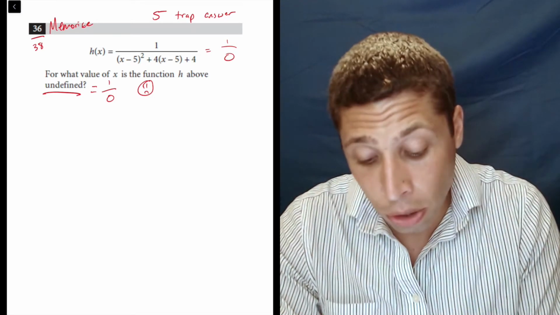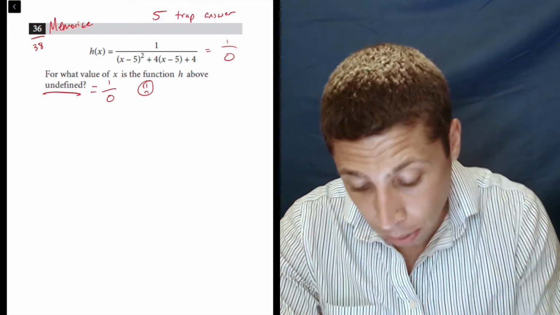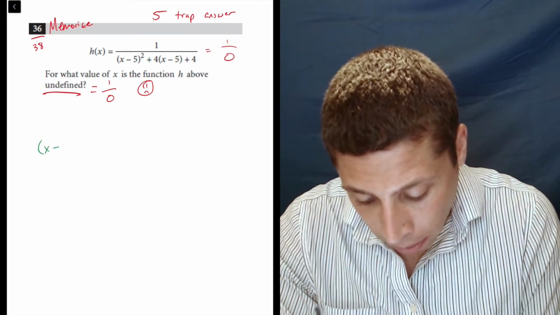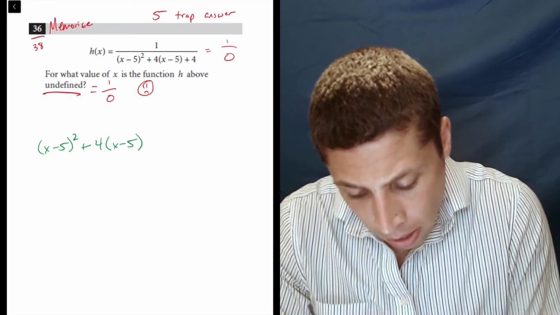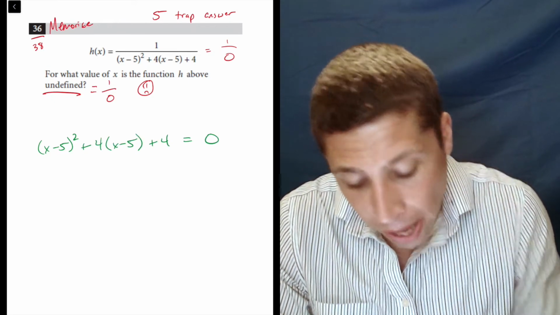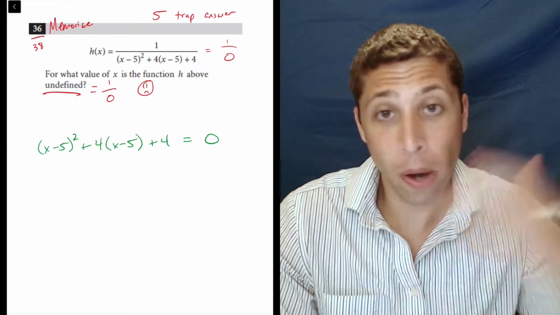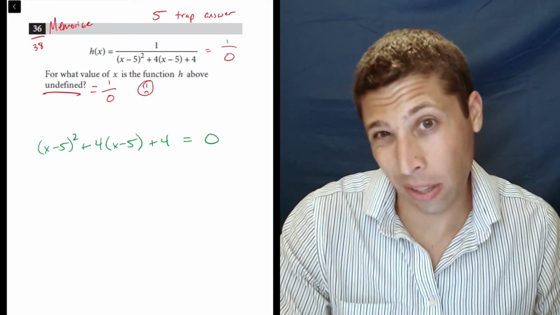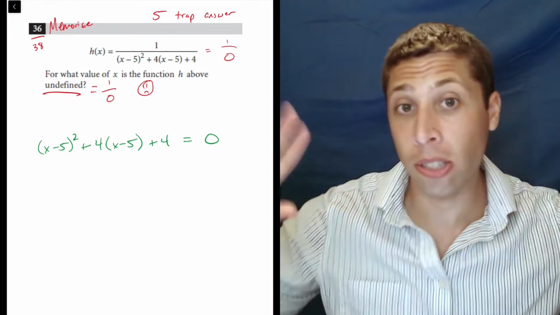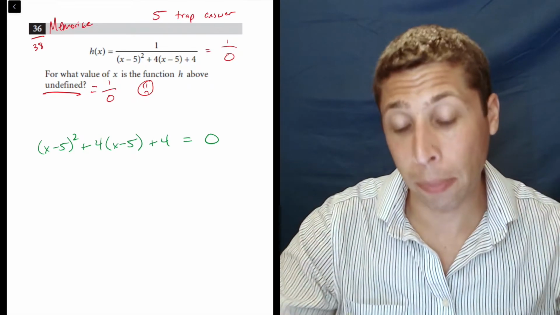So what we really need to do is just solve pretty traditionally here. So I'm going to rewrite it so I've got plenty of space to show my work. And I'm going to set just the bottom equal to 0, because I don't care about the top. No matter what the top is, the bottom is the thing that's got to be 0. And so in this case, it's 1. But if there was other equation stuff on the top, ignore it. It's all about the bottom.